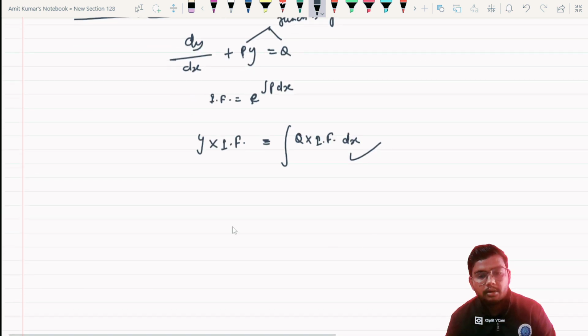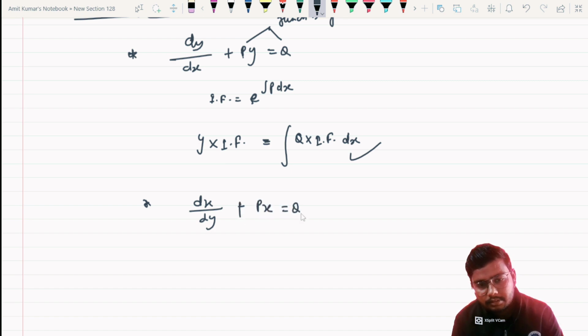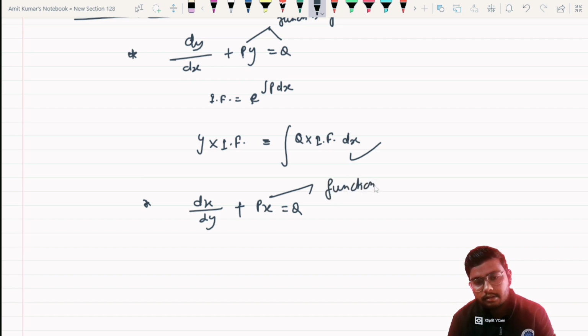Now we have the second type. This one is the first one. The second one we can have like this, dx by dy plus px equal to q. As you can see, here we have dy by dx, where we are differentiating y with respect to x, while here we are doing dx by dy. So p and q should be either a function of y, or a constant.